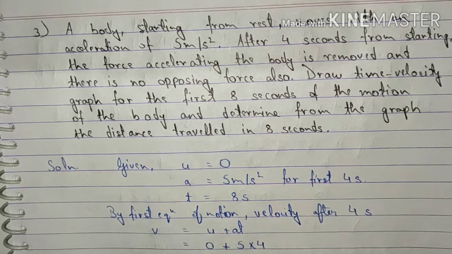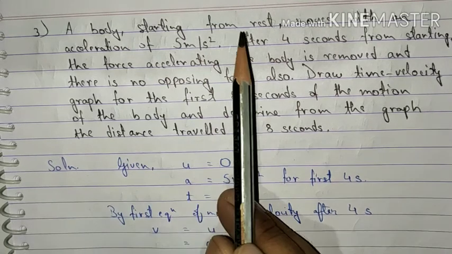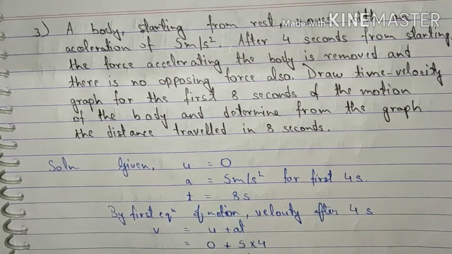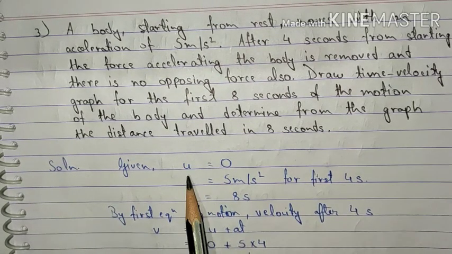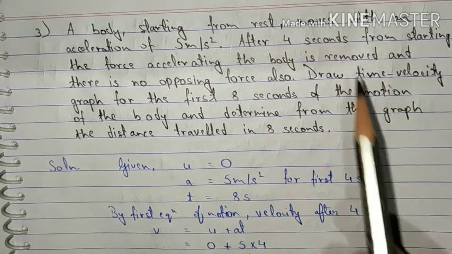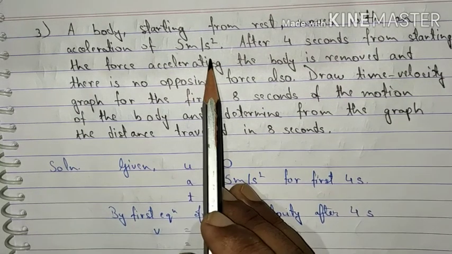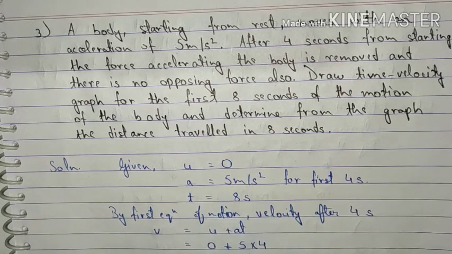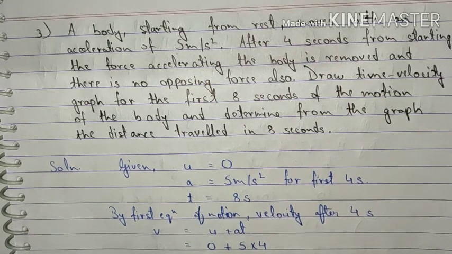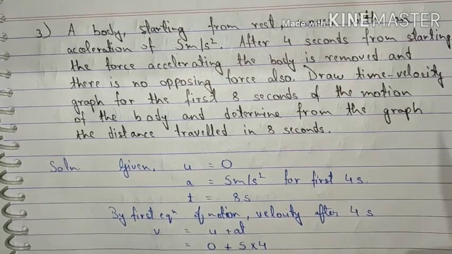Let's see what are the quantities given to us in the question. A body is starting from rest. That means its initial velocity will be 0. U is equal to 0. Moves with an acceleration of 5 meters per second. So what do we get? The value of acceleration is 5 meters per second.